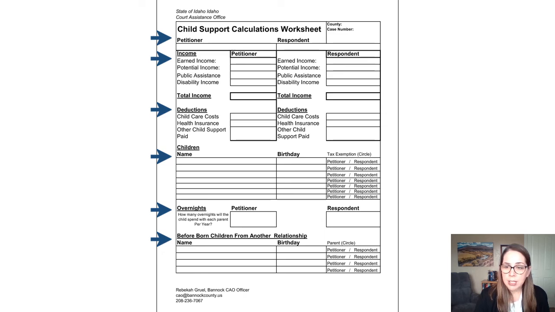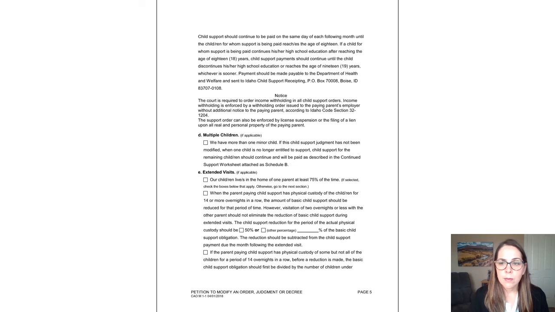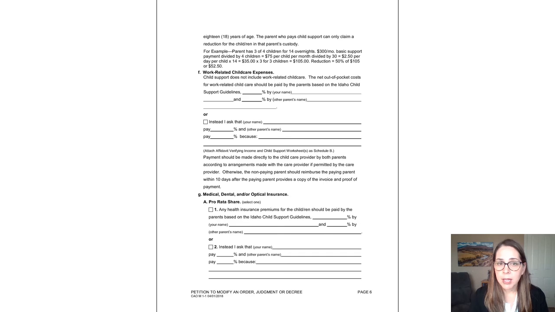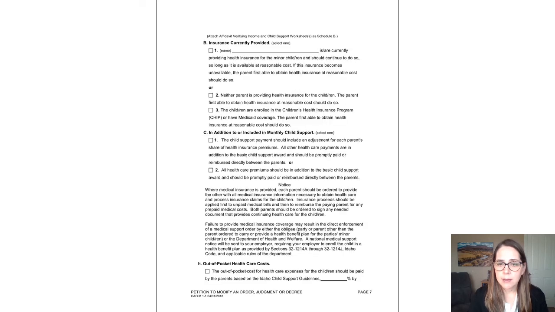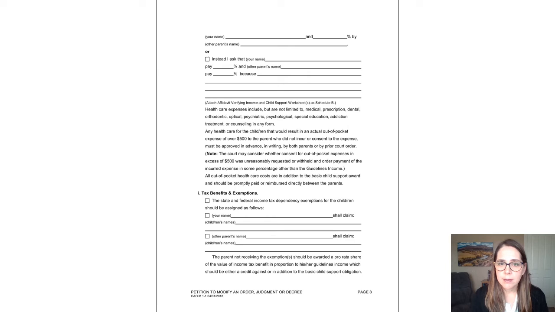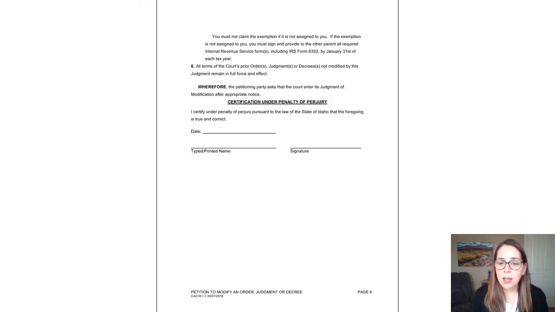And then as far as the petition, you will skip over filling out page 5, page 6, page 7, page 8, and when you get to page 9, you're going to sign and date the petition before you email it over to the Court Assistance Office to be reviewed.